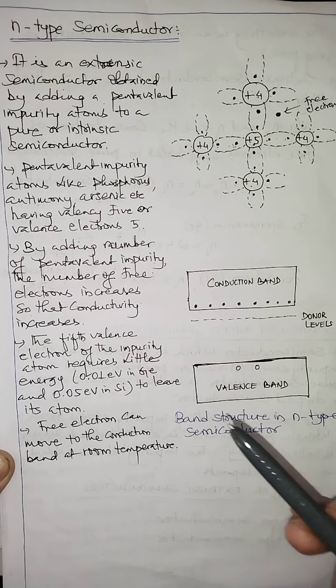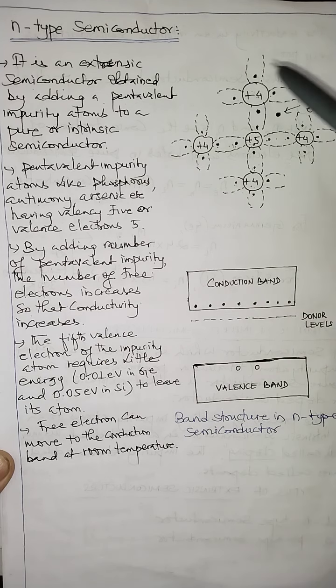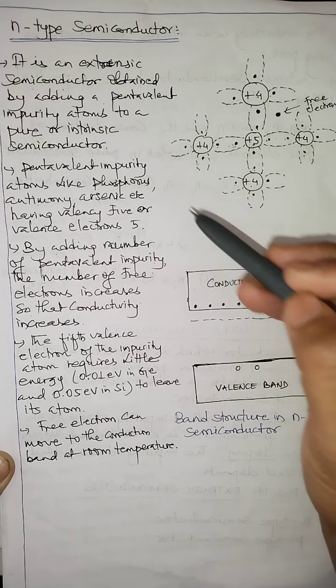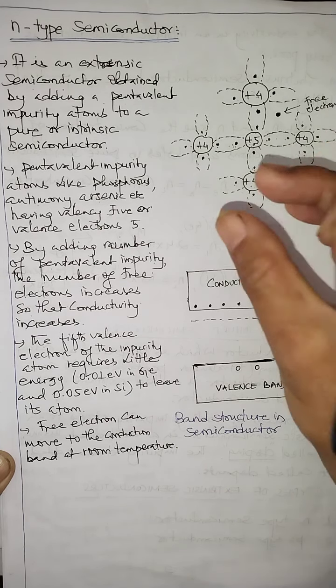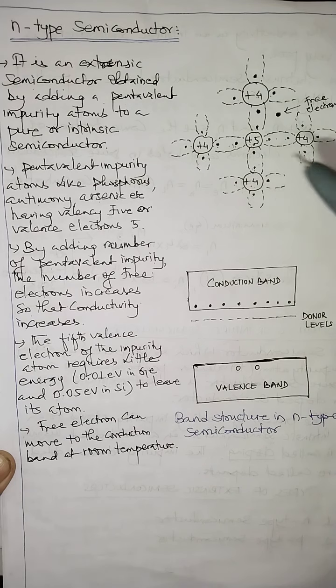So in this case, what happened? The conductivity of this semiconductor increases. So one of the ways that we can increase the conductivity of a semiconductor is by adding the impurity atom. But out here we are adding what atom? Pentavalent impurity atom. So as I said already, the advantage of adding pentavalent impurity atoms is to increase the number of free electrons in a semiconductor.